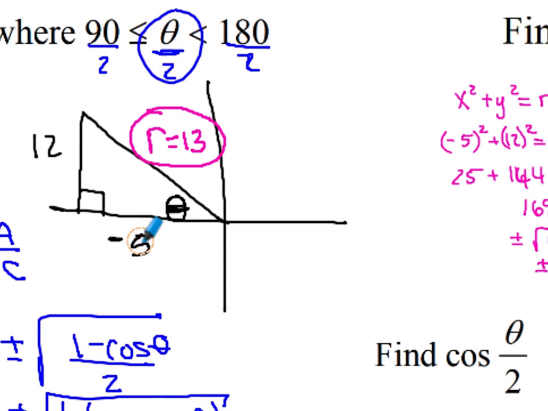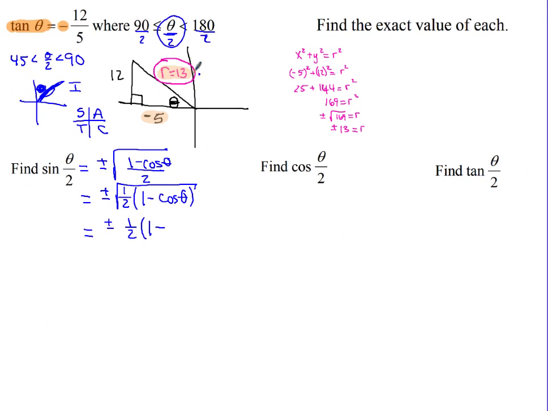Now cosine is going to be the adjacent side over the hypotenuse. So adjacent over hypotenuse gives me that ratio of -5 over 13. So then I'm going to have minus and then -5 over 13. So that's what goes in for cosine of theta. Don't forget, wrap your square root on all that. Be nice, neat, and organized, of course.